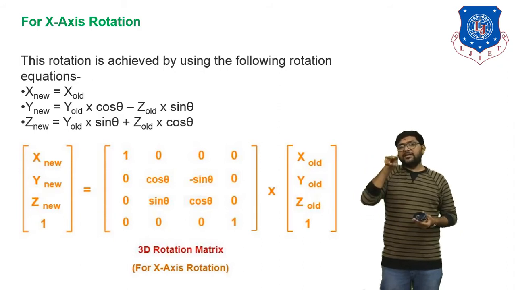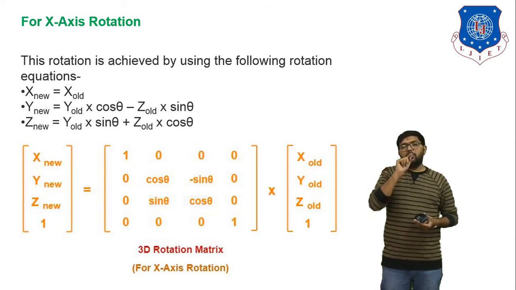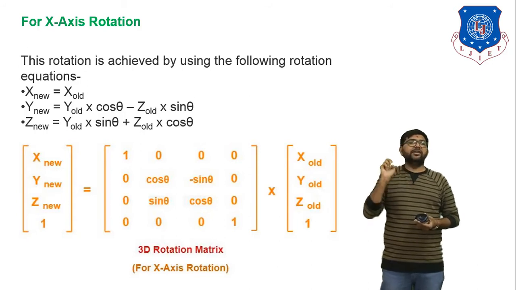If you multiply these two matrices, you will get the above three equations. If you want to find the value of x new, you have to multiply the first row with the first column. If you want to find the value of y new, you have to multiply the second row with the first column. In the same way, if you want to find z new, you have to multiply the third row with the first column and you will get the above three equations.